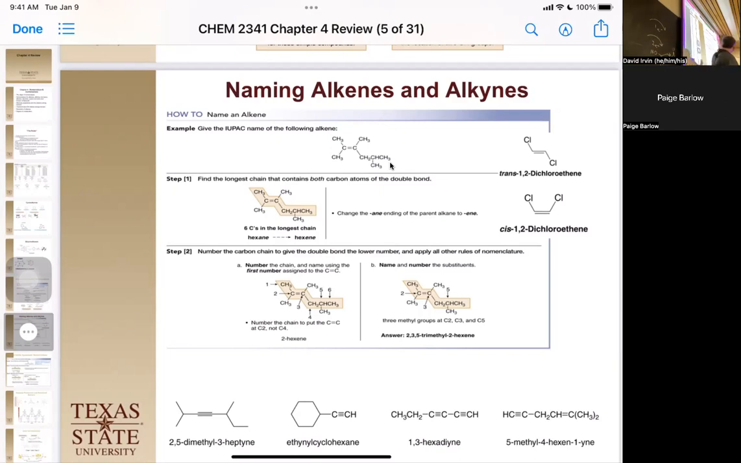Again, long chain. And because we don't have rotation, we have cis and trans isomerization, until you add more than 2 groups, then we have E and Z. So then we have E and Z.